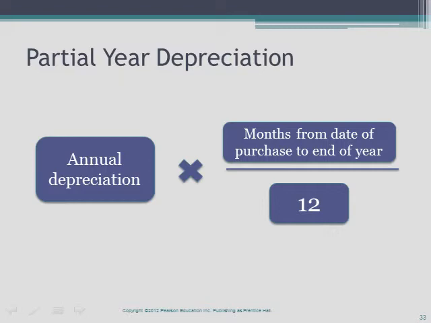Companies purchase plant assets whenever they need them, not just at the beginning of the year. Therefore, the companies must compute depreciation for partial years. First, compute depreciation for a full year. Second, multiply full year depreciation by the fraction of the year the company held the asset.